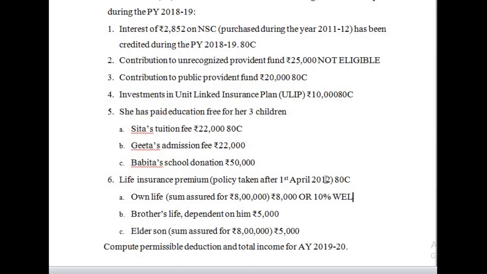If the policy is taken before 1st April 2012, instead of 10%, it will be 20%. For that purpose, they give the date of the insurance policy taken. So after making all the adjustments, by balancing the deductions, the remaining balance or the result will be taxable total income.